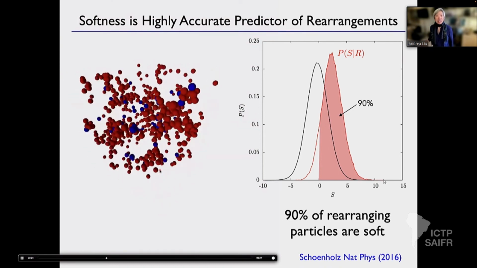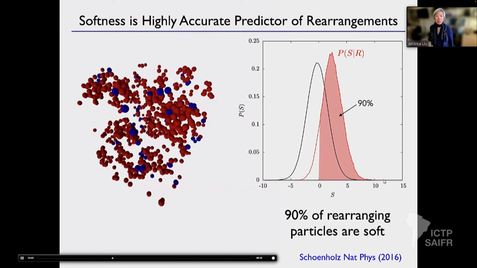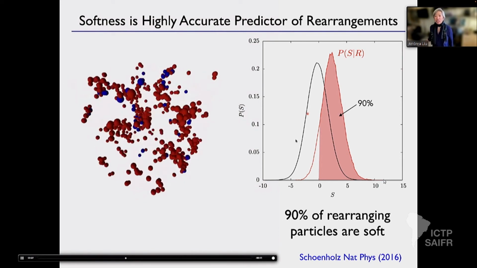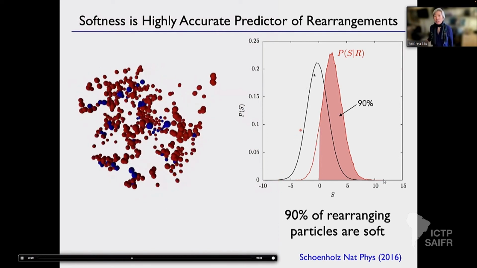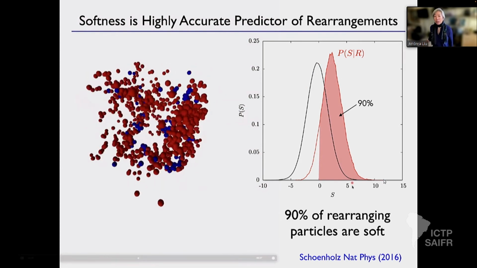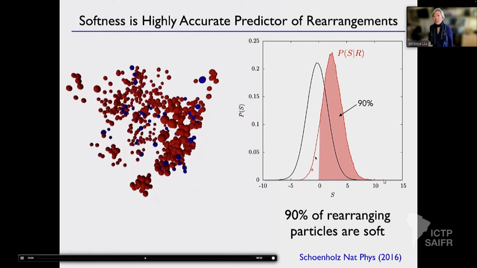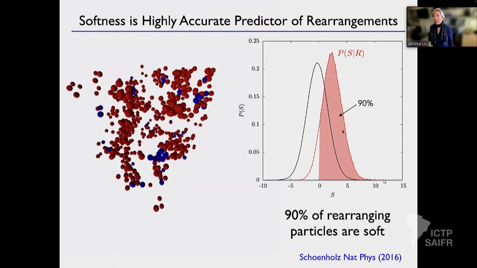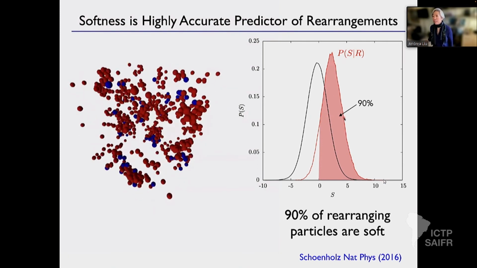What you see is that 90% of them are red. This shows the distribution: here's the distribution of softness of all the particles, and here's the distribution of softness conditioned on the ones that are rearranging. You see that there's a good separation between the two.